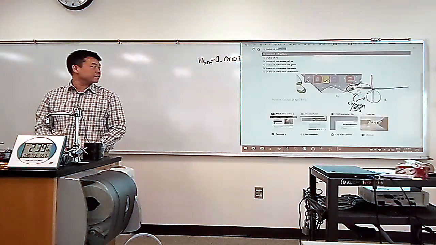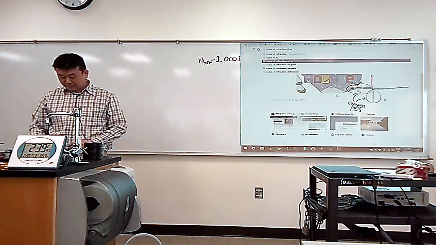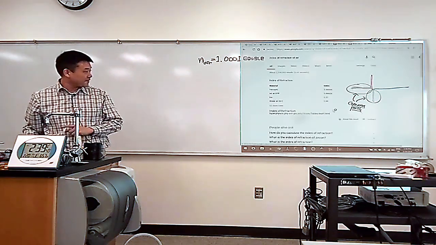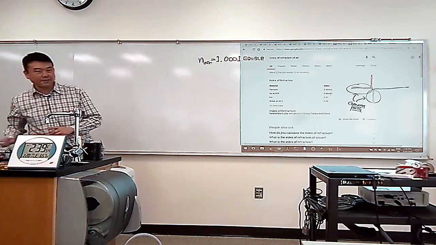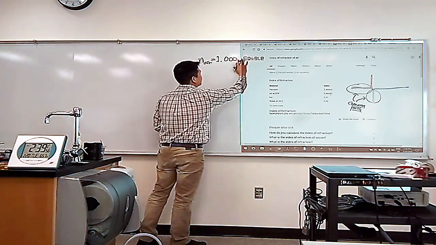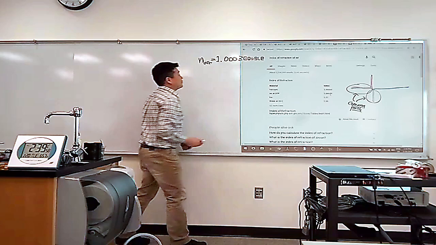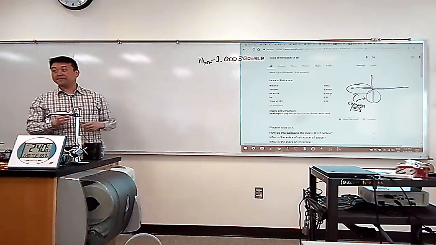Index of refraction of air. So it's very close to 1. What I'm not sure is how many zeros. Okay, it's 3 zeros, and then, okay, not 1, but 3. All right, so that's the index of refraction of air.